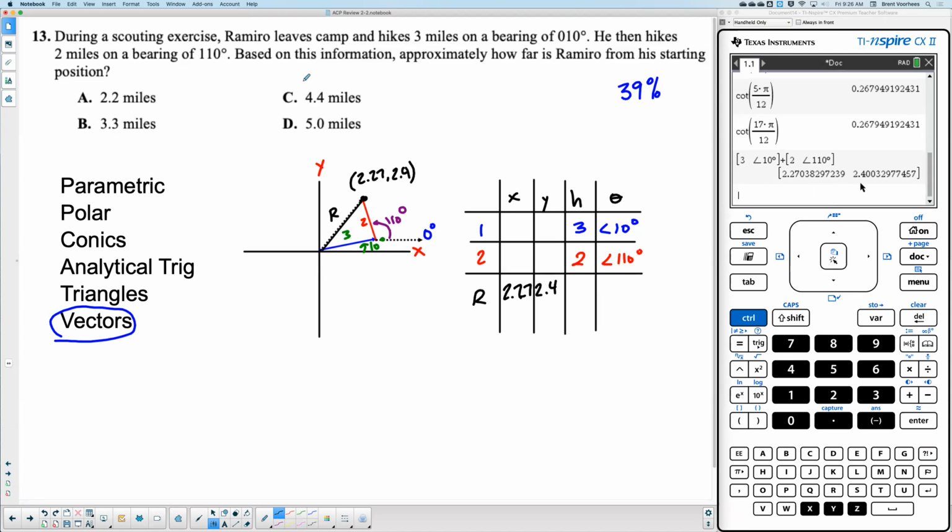Now, this problem doesn't ask for that. It says approximately how far is Ramiro? Would that be the x value, the y value, or this diagonal resultant? If we want to know how far Ramiro is from camp, it would not be the x value, the horizontal, nor the vertical. It would be the diagonal value. We need to know the magnitude. How do we get the calculator to tell us that?